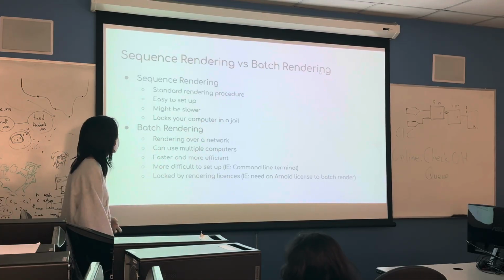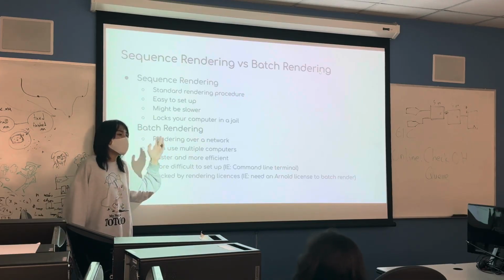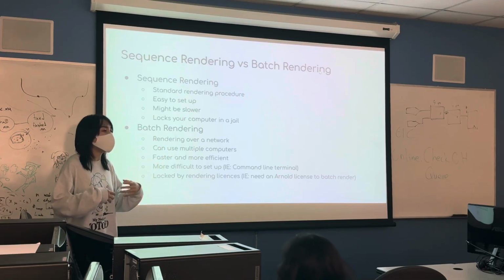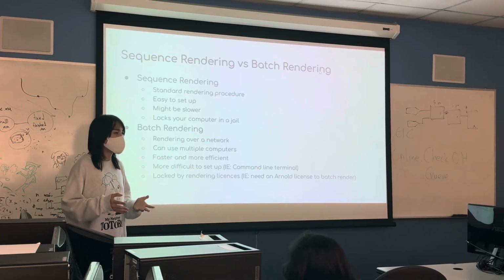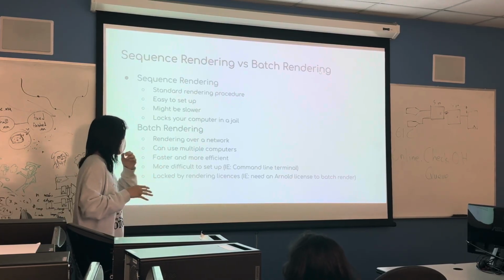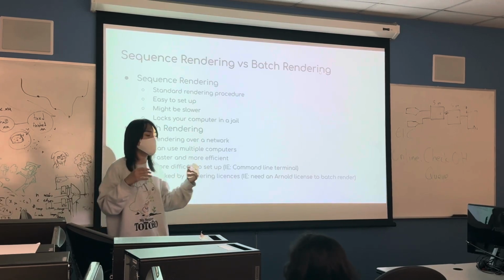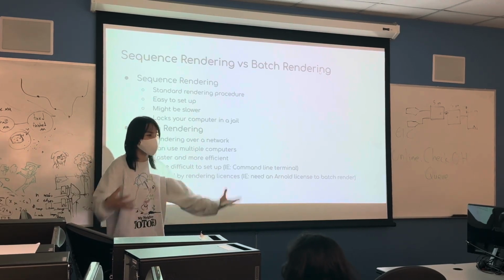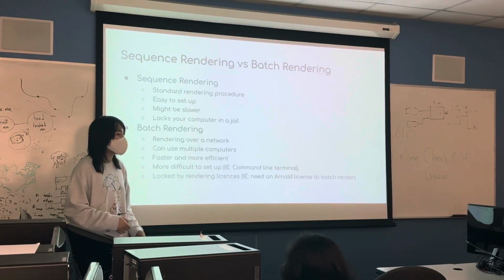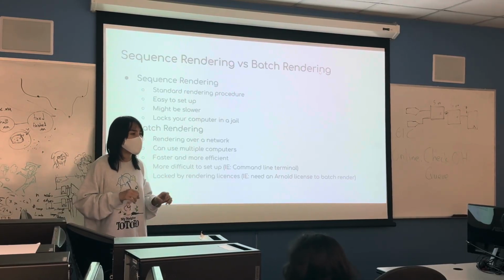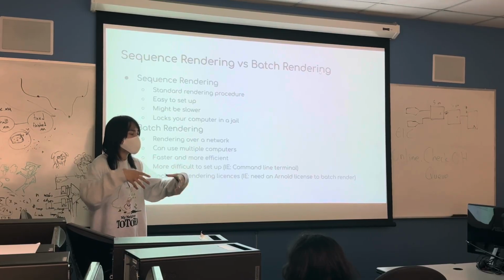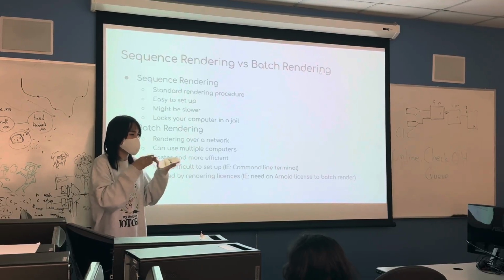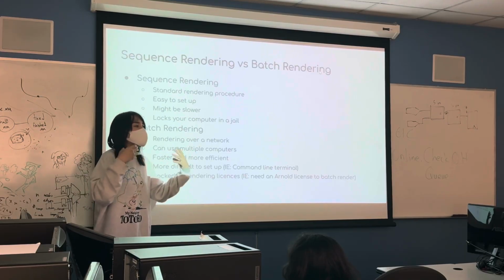The alternative here is called batch rendering. So what batch rendering is, you're rendering over a network, which means it's not necessarily as accessible to normal people. But if you have access to multiple computers, like a farm of computers, what you can do is distribute all your frames out to that network, such that each computer in that network renders a certain portion of frames all at the same time.